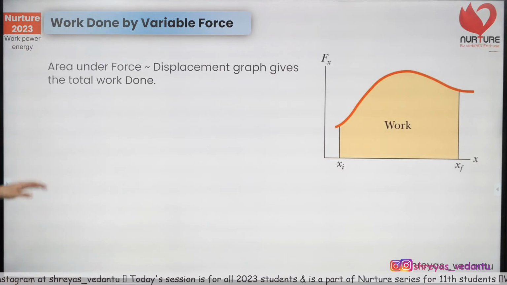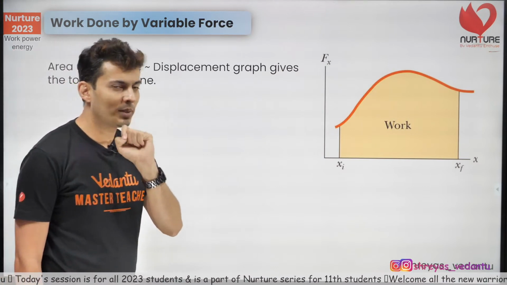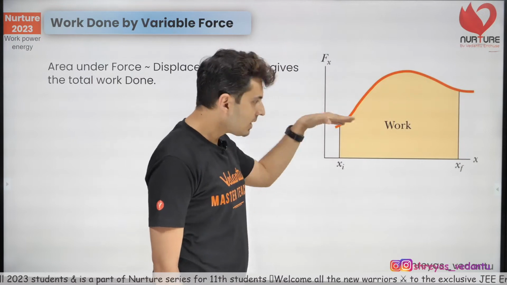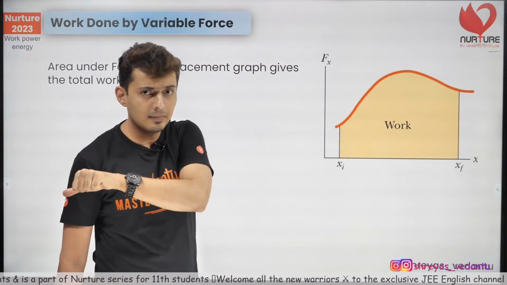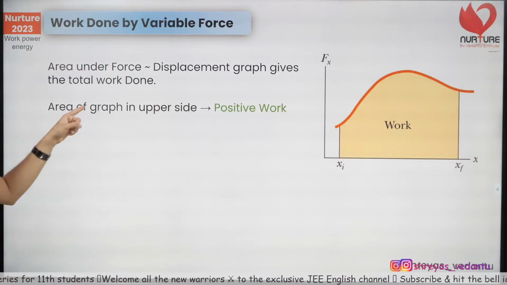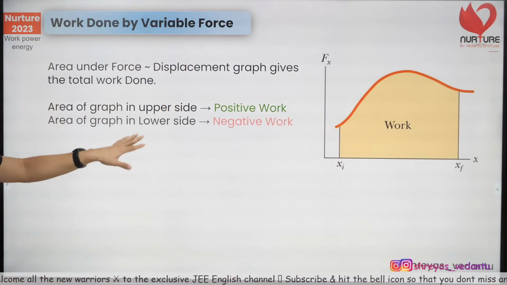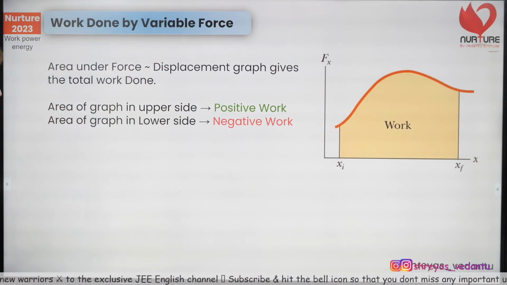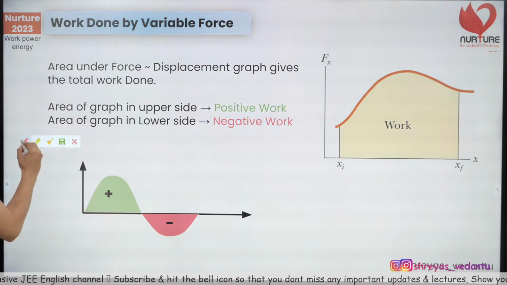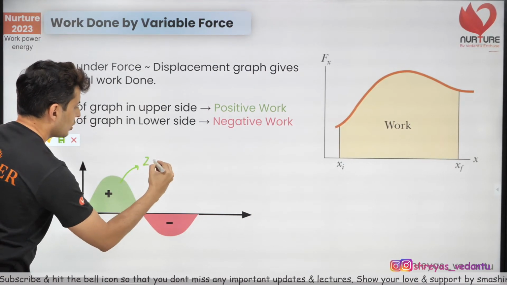Okay. And the area under the force displacement graph gives you the total work done. But you need to be careful over here. Sometimes the force can go below the axis, because force can be positive or negative, this way or that way. So it can change sign. In that case, remember, if the graph is on the upper side, the work is counted as positive. If it is below, it is considered negative. So this is the best example for that. Imagine if I calculate this area, it comes out to be, let's say, 25.